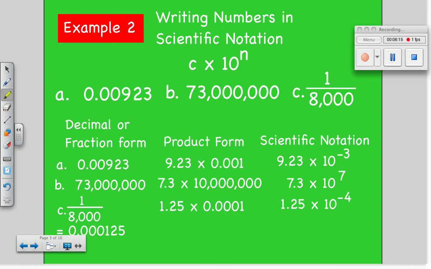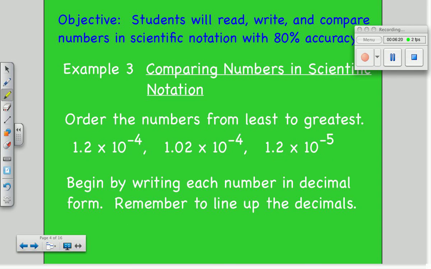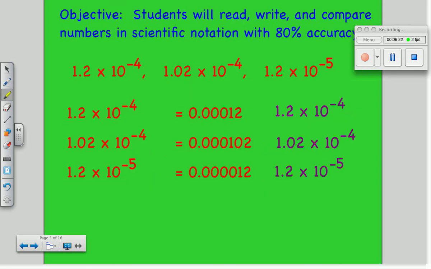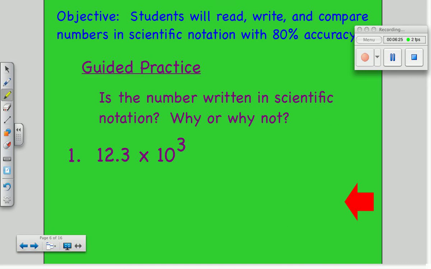Let's see. I'm going to go straight to, yes. Okay. I'm going to go straight to guided practice.